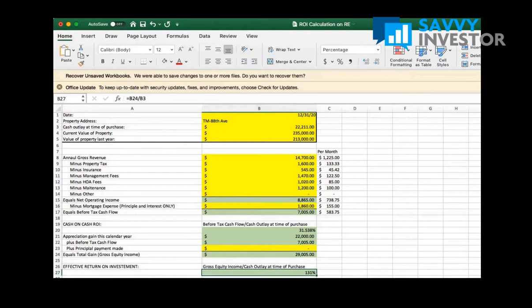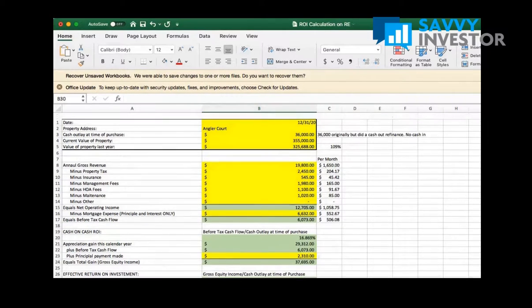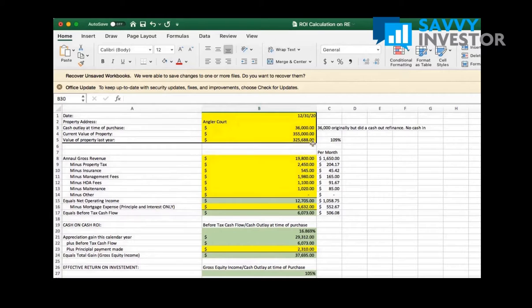Now, let me show you another quick example before you walk through and do this. This is another property that I did that exact same exercise on. You can see that this property, I put $36,000 down. The current value of the property is $355,000. Value of the property last year was $325,000.